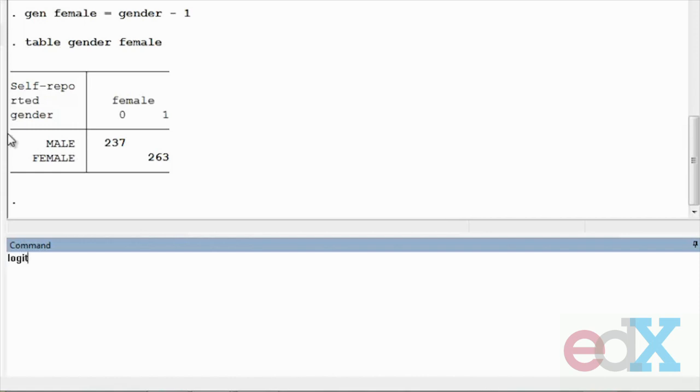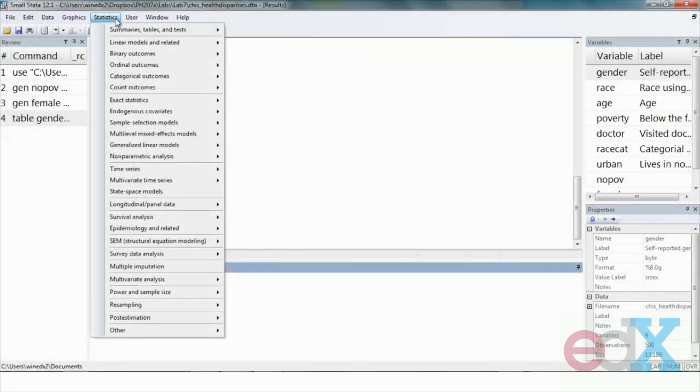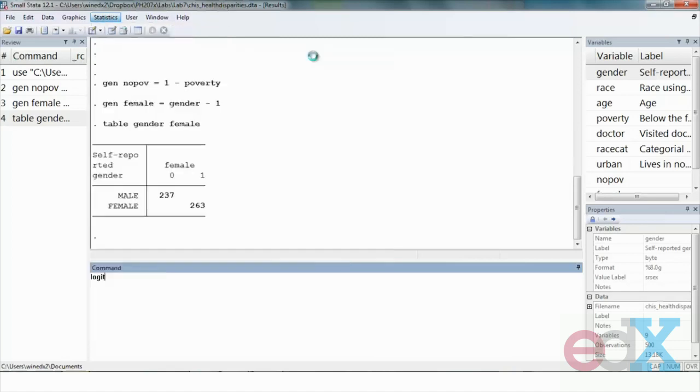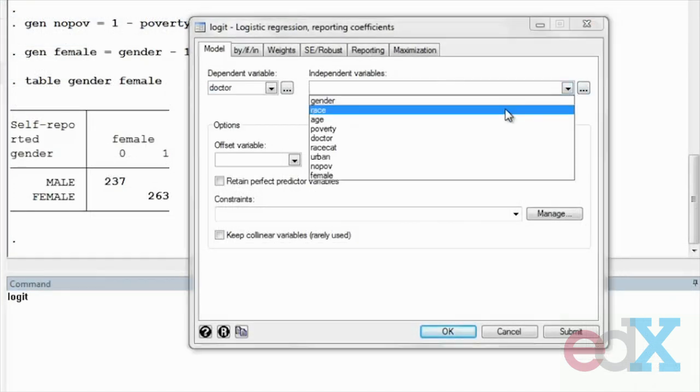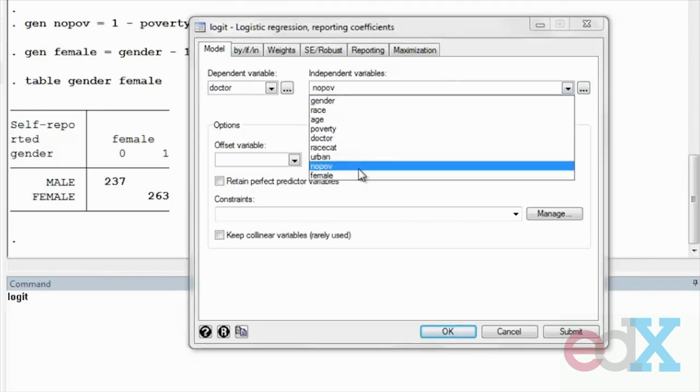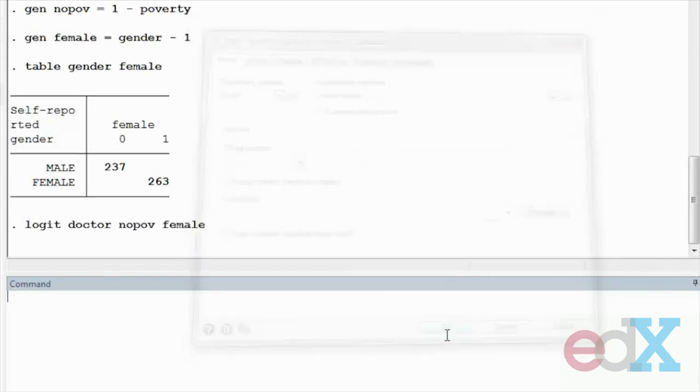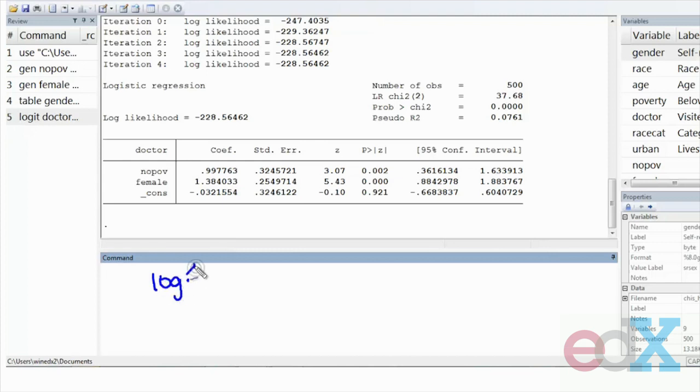We can either use the logit command on the command line, or we can go Statistics, Binary outcomes, Logistic regression. Our dependent variable is doctor. Our independent variables are NOPOV and female. And hit OK. So our fitted logistic regression model is logit pi is equal to alpha, which is negative 0.03, plus beta 1 times x1 plus beta 2 times x2.